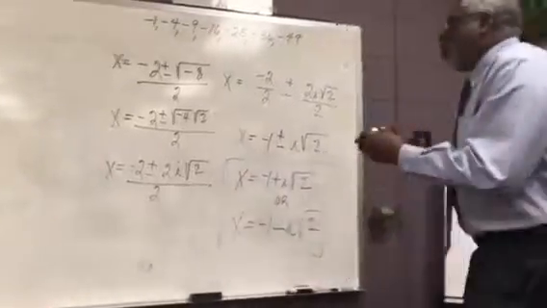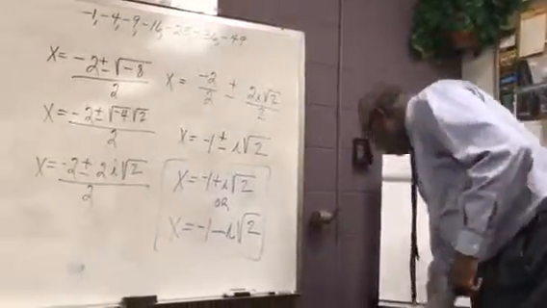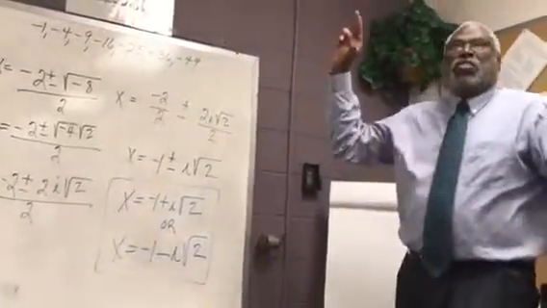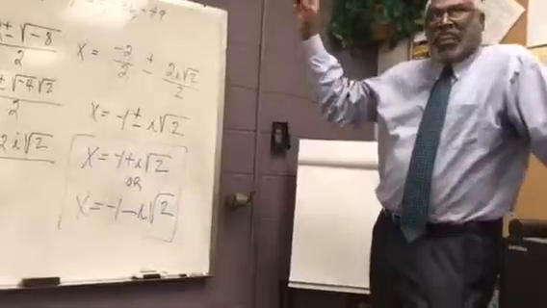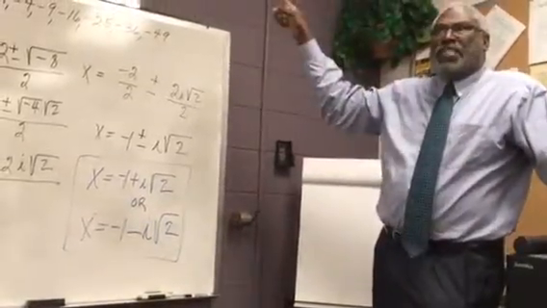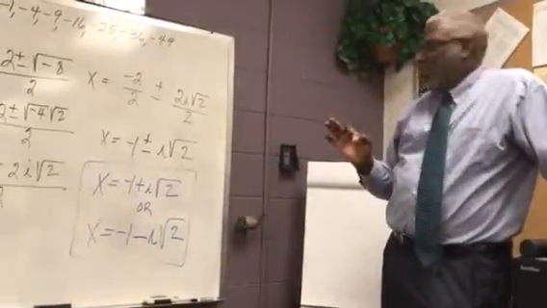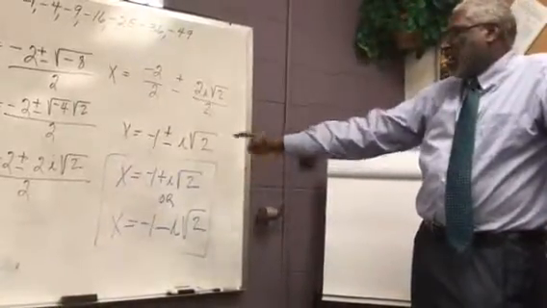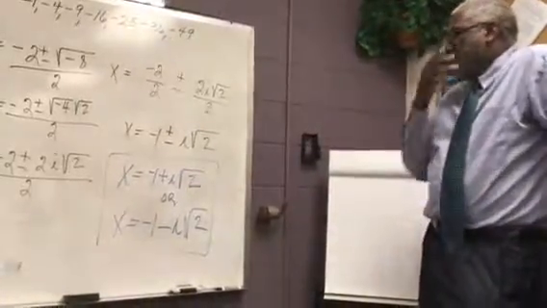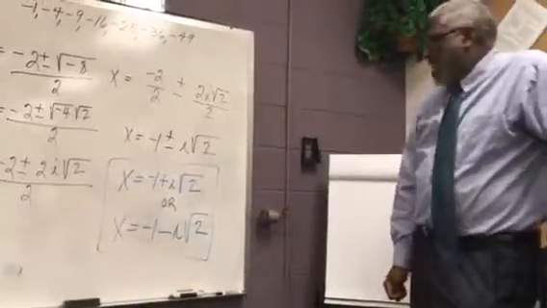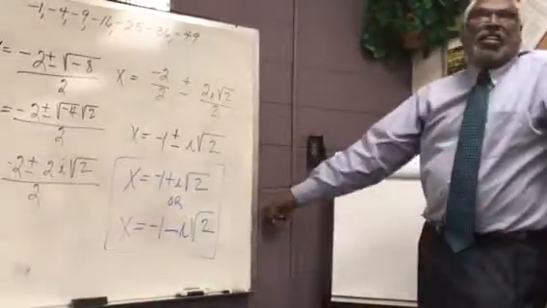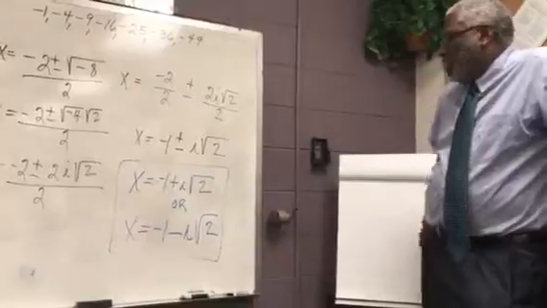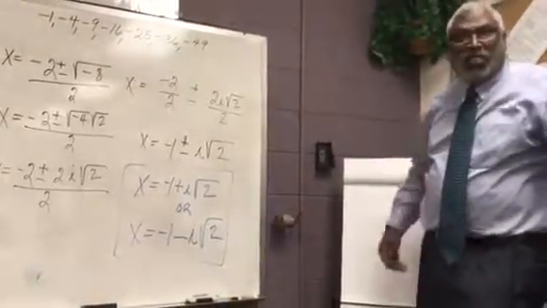Remember, with these types of quadratic equations, we have two solution sets, or two answers for x. One is going to be the positive, one is going to be the minus. And as you can see with this particular solution set, we have x equals -1 plus i on the square root of 2, and the other answer is going to be -1 minus i on the square root of 2.